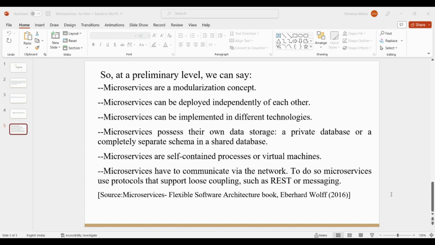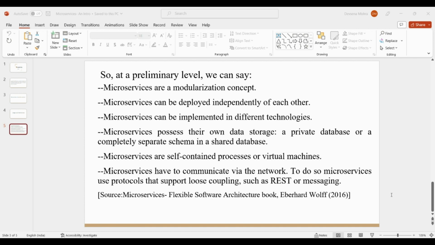Microservices possess their own data storage, a private database or a completely separate schema in a shared database. Microservices, we can say, are self contained processes or virtual machines, and they can bring their own support services along, for example, a search engine or a specific database. And finally, microservices have to communicate via the network. To do so, they use protocols that support loose coupling, like REST or messaging.